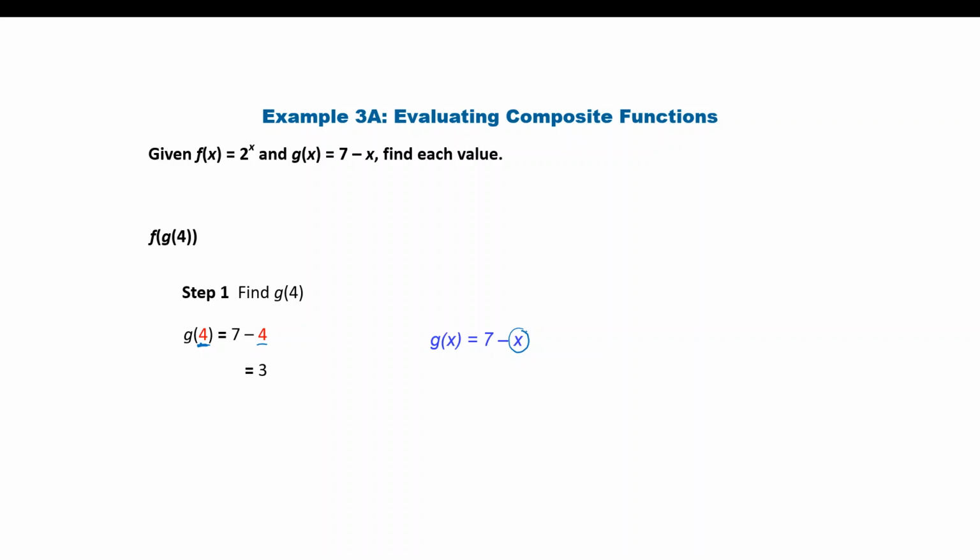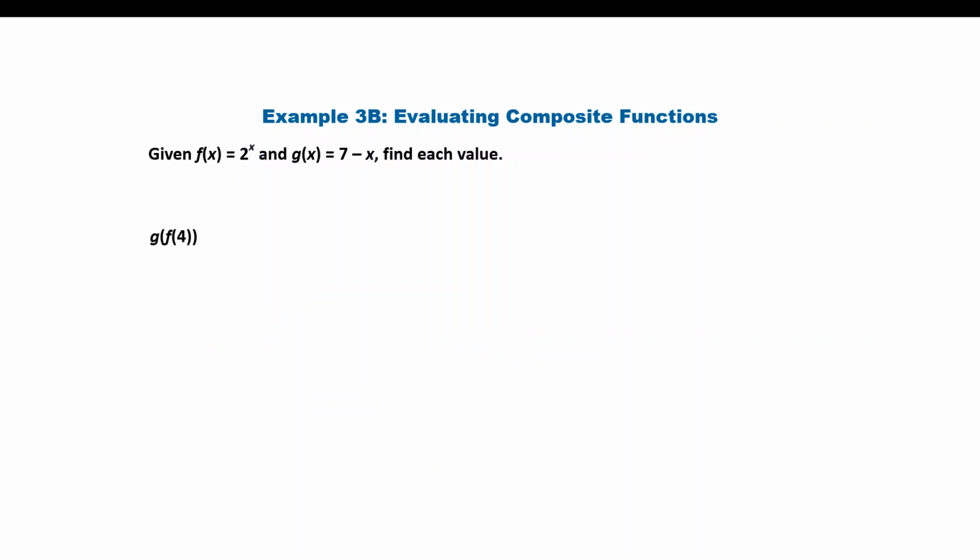So now all I have to do is find f of 3. Well, f of x is 2 to the x power. So f of 3 is 2 to the third power. So 2 to the third power equals 8, and that's all you have to do. So f of g of 4 equals 8.